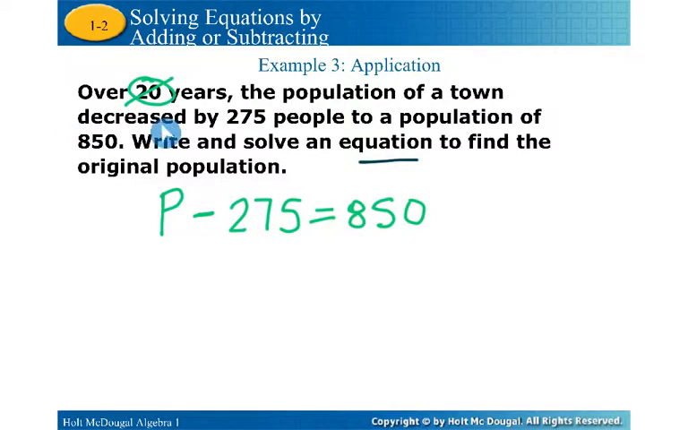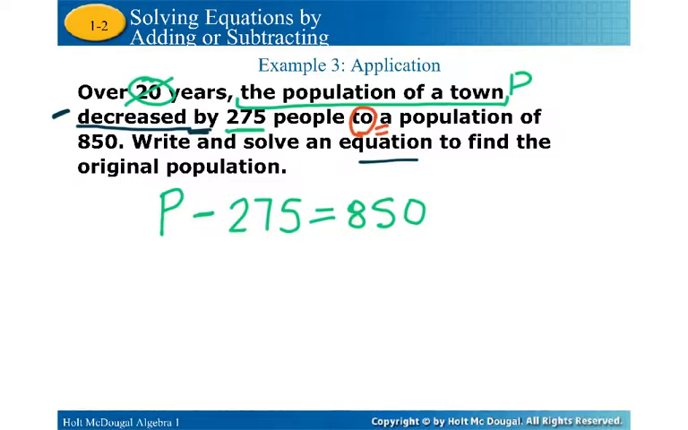The population of a town is going to be represented by P. Decreased is going to be represented by the subtraction sign, or decreased by. We also have 275, which of course is in there. And then "to" in this case is actually our equals sign, to a population of 850.